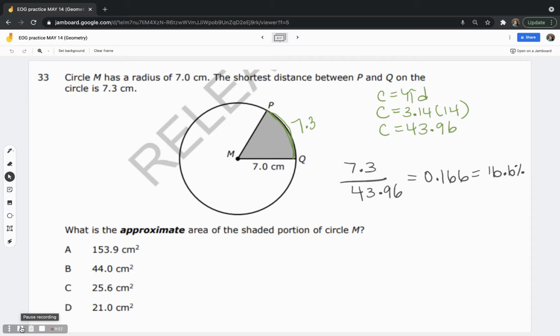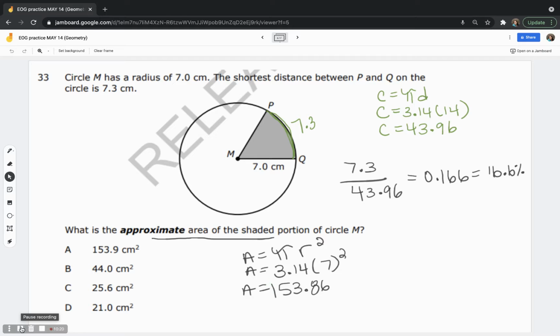All right, we want the approximate shaded area of the circle. So now to get area of a circle, I'm going to do pi times radius squared. So 3.14 times 7 squared. And that's going to give me 153.86. And that's the area of a full circle.